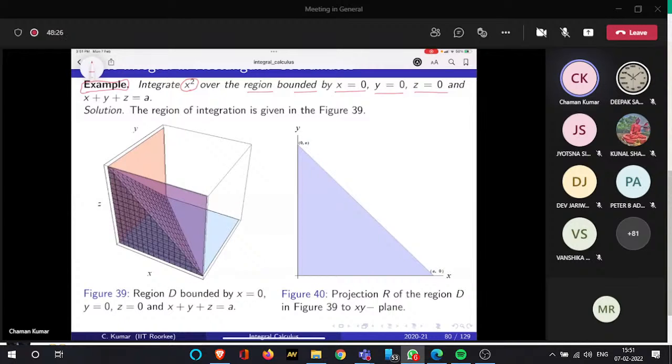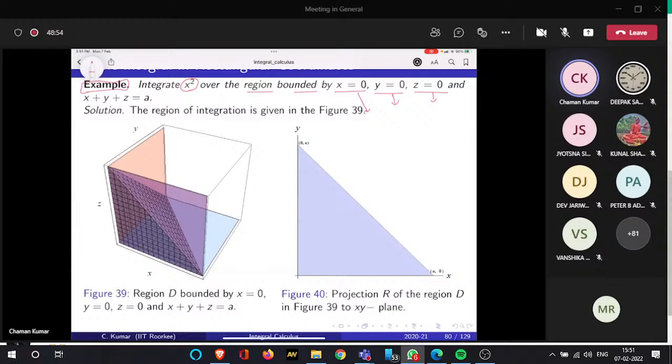What is x equals 0 in R3? YZ plane. What is y equals 0? XZ plane. Z equals 0 is the XY plane.